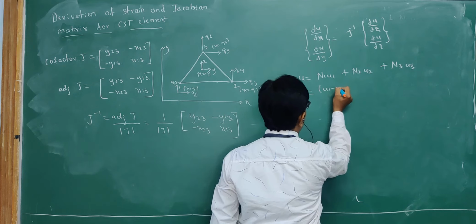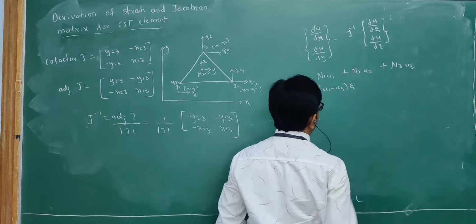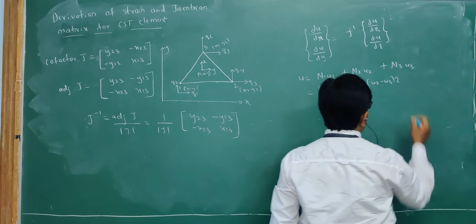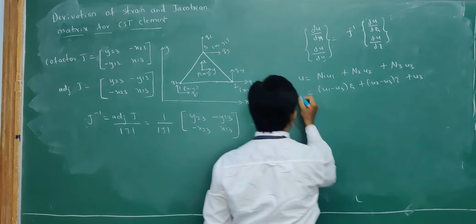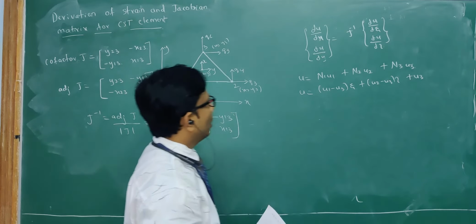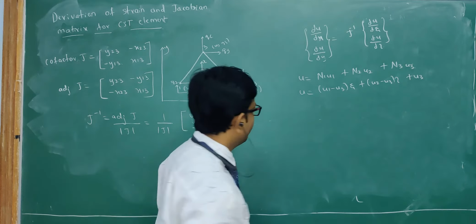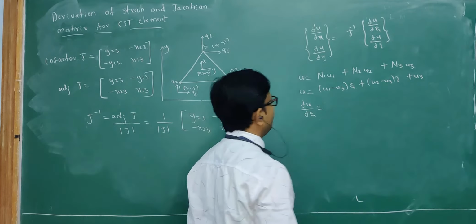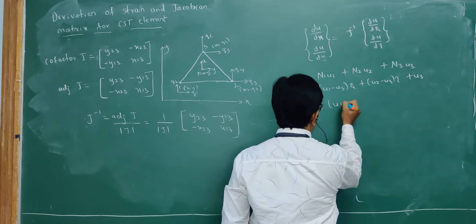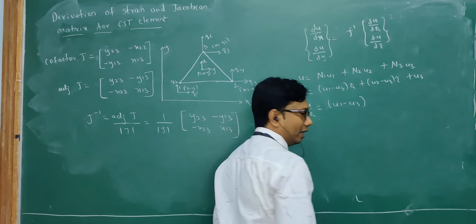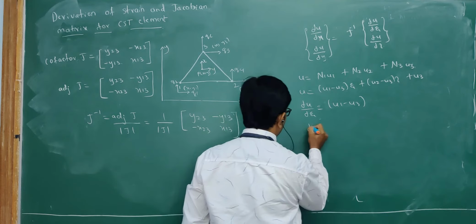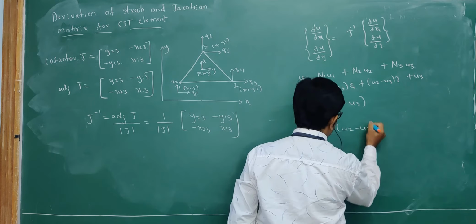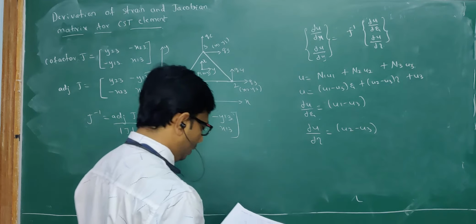You will get u1 minus u3 into zeta plus u2 minus u3 into eta plus u3. This was the equation which we have got. Now what I have to do is find dou u by dou zeta. So dou u by dou zeta is nothing but u1 minus u3. And what is dou u by dou eta? It is u2 minus u3.